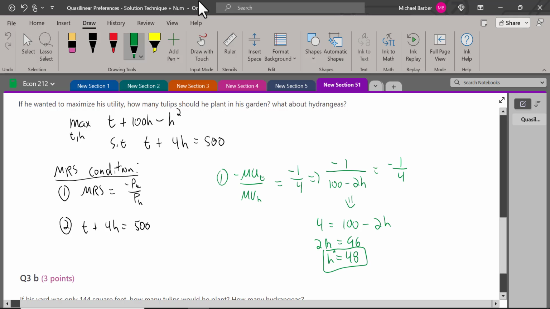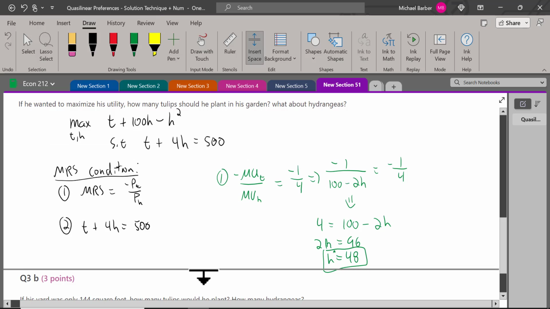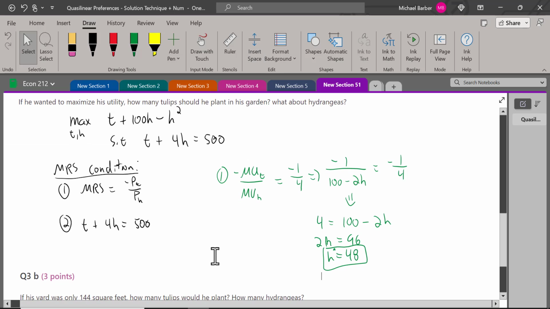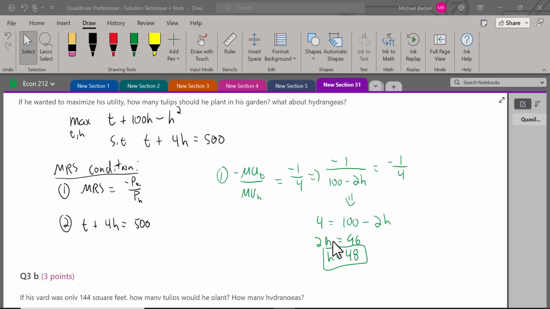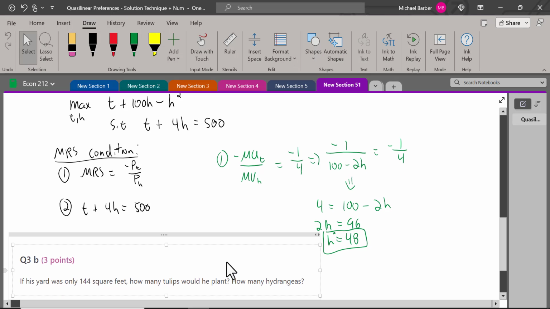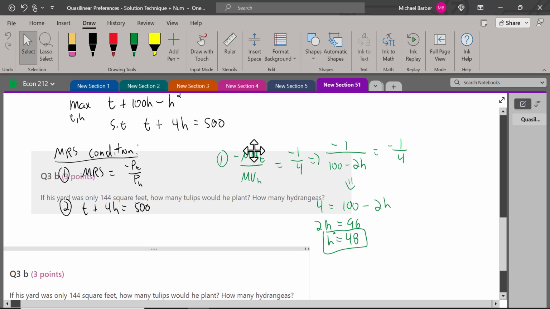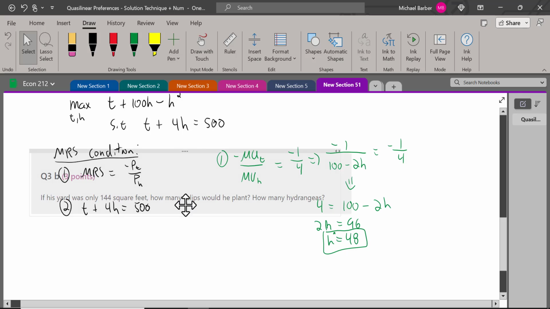So notice that with these quasi-linear utility functions, the amount of hydrangeas this person wants to buy is not a function of income. We could just solve this first equation for the number of hydrangeas. We didn't need to plug it into our budget constraint or anything. It does not depend on income, so we could just solve it right away. That's a particular feature of these utility functions.